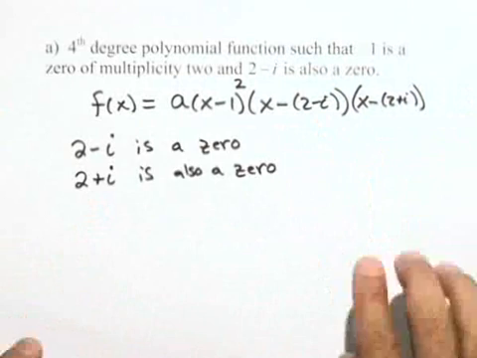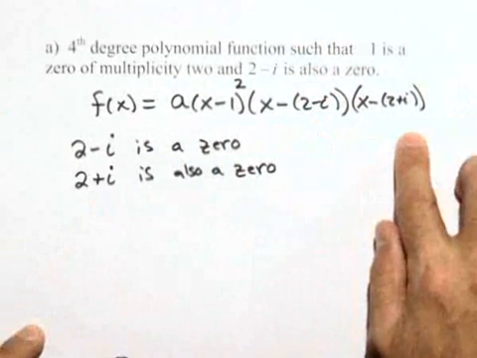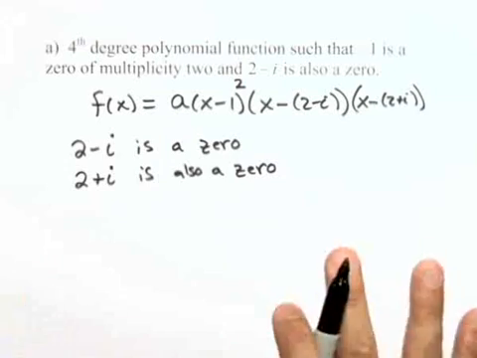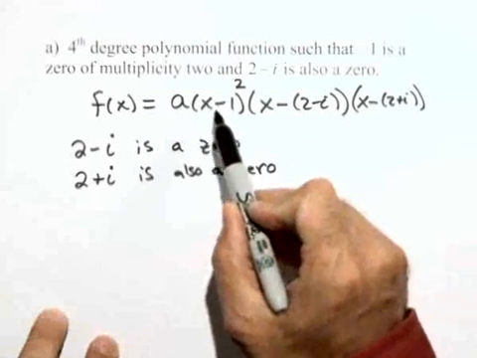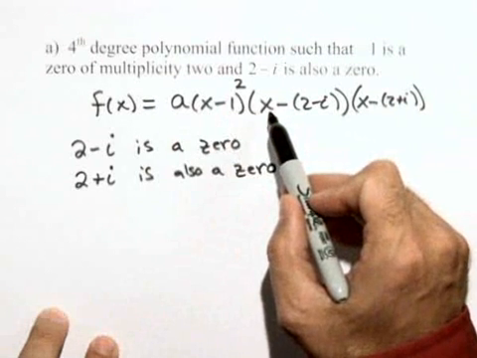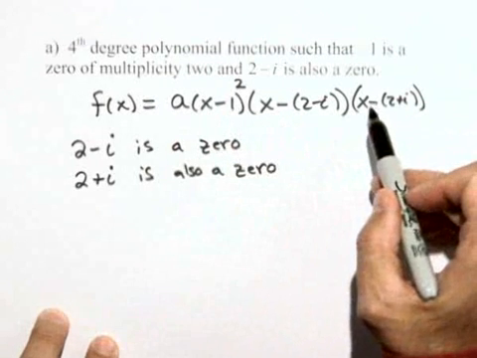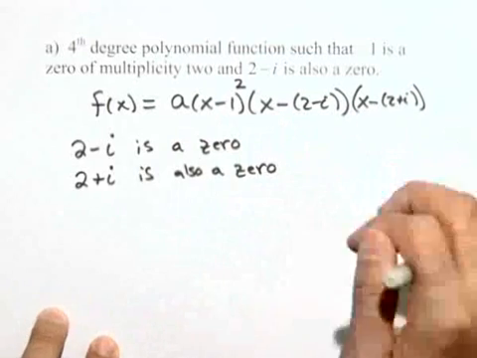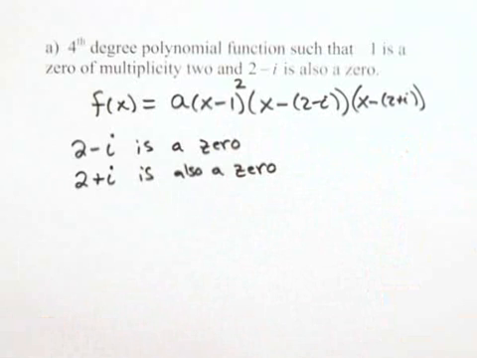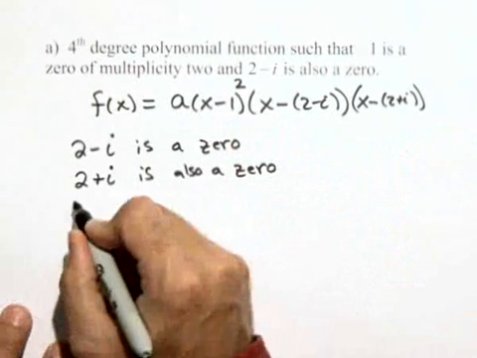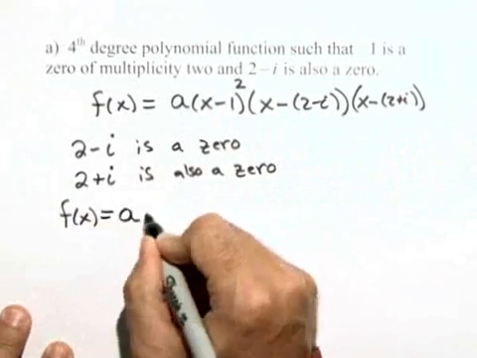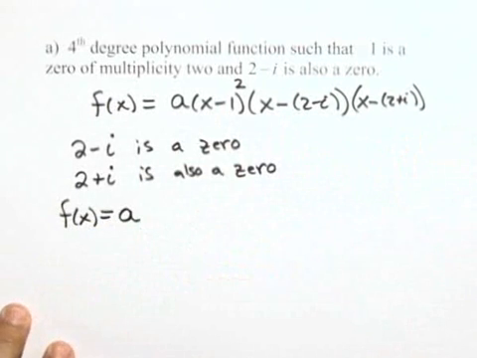Now what we're going to do is multiply all this together, and that should be our fourth degree polynomial. Let's just make sure we've got a fourth degree. I've got an x squared times another x term, which gives me an x cubed, and times another one gives me an x to the fourth. So there's my fourth degree polynomial in factored form. Now we want to multiply this out. Let's take our time and go slow. Let's leave our leading coefficient out in front.